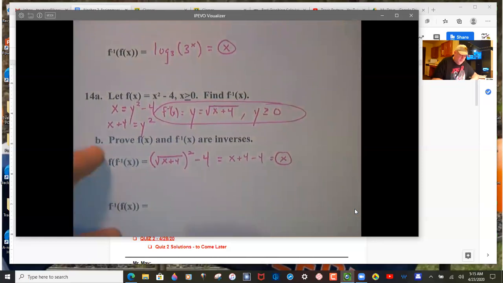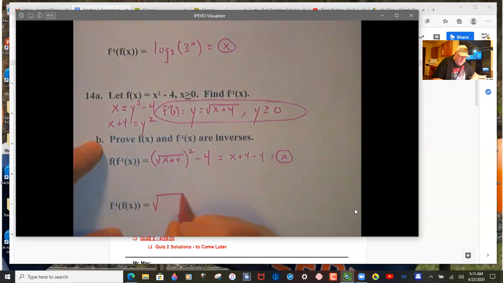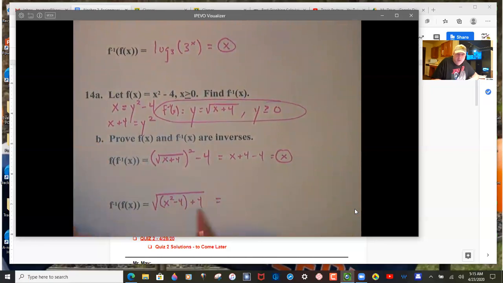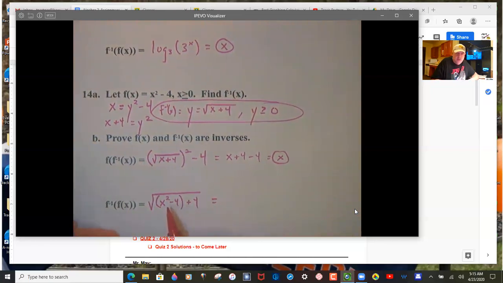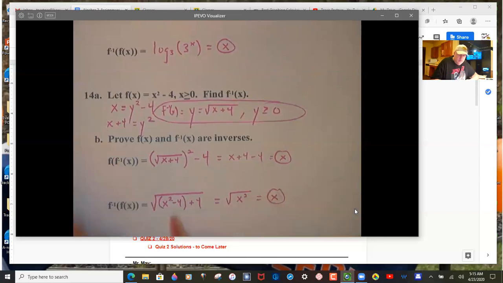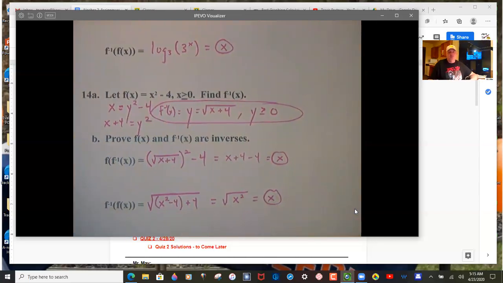Now f inverse. So f inverse is the main function. And then in for x is going to go x squared minus 4. But there's a plus 4. So this originally was x here. And for x goes the x squared minus 4. And now, so the negative 4 plus 4 drops out. Square root of x squared is x.